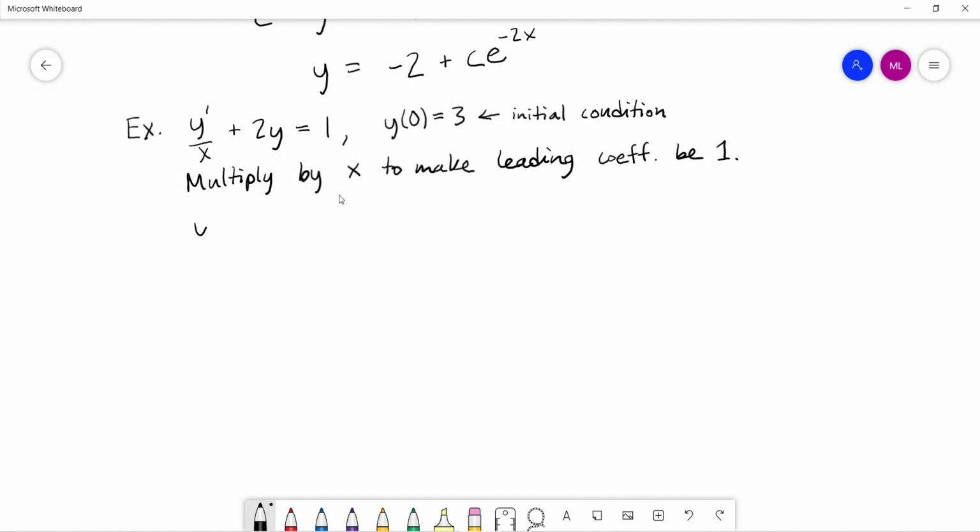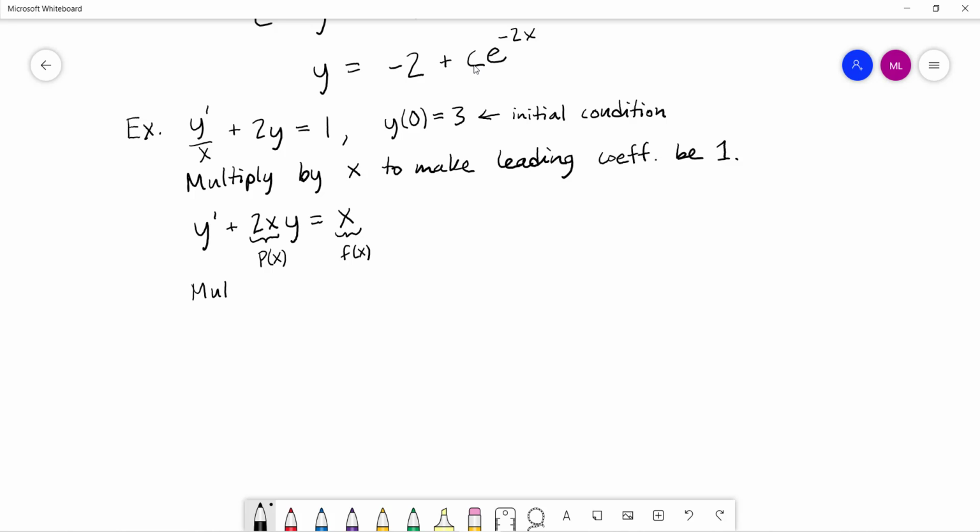And so when I do that, I'll get y prime plus, remember I've got to multiply every single term by x, so I'll have plus 2x times y equals x. And now we have something where our p of x and our f of x both actually have x involved. They're both actually functions of x instead of just constants as they were in the previous problem. So we've got this in the form that we need. Again, this plays the role of our f of x, and this term right here will play the role of our p of x. So now we need to find our integrating factor.